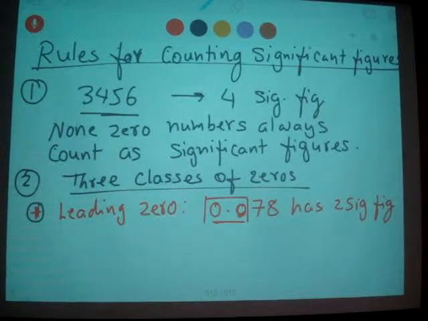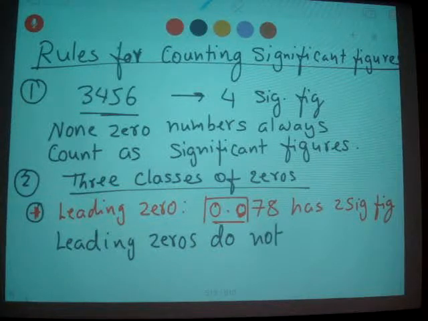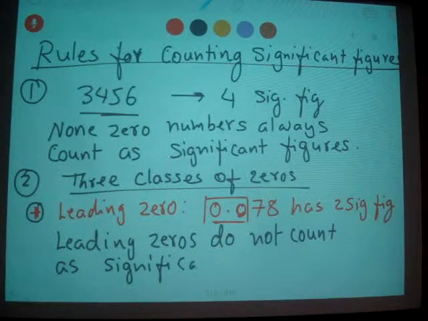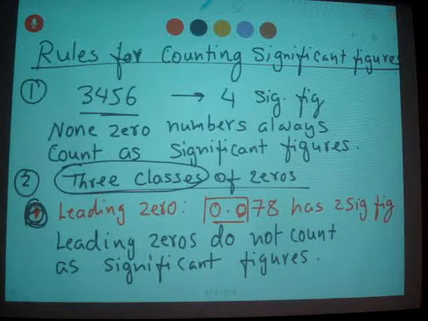Alright, so I'm going to write that rule. For leading zeros, we can say leading zeros do not count as significant figures. Now that's just one class. We need to consider 2 more classes of zeros. Alright, so what are those? So let's talk about that.